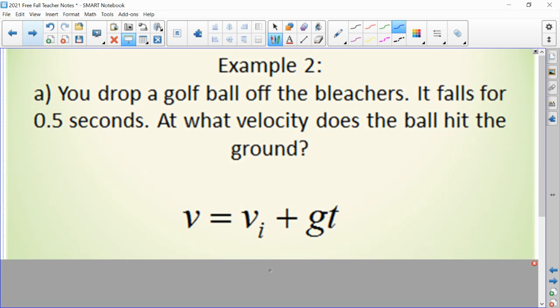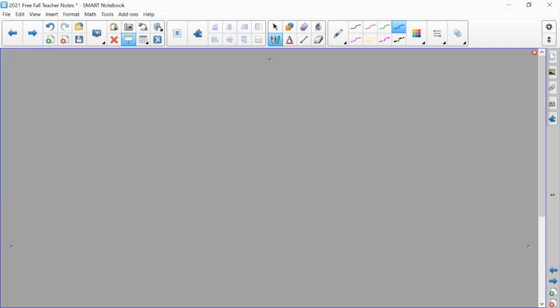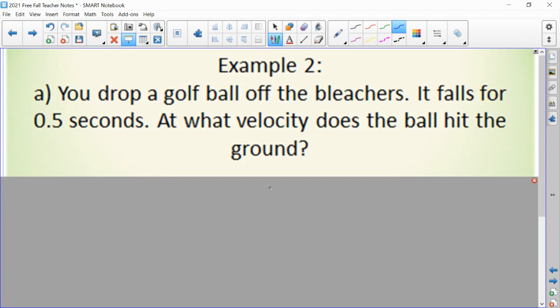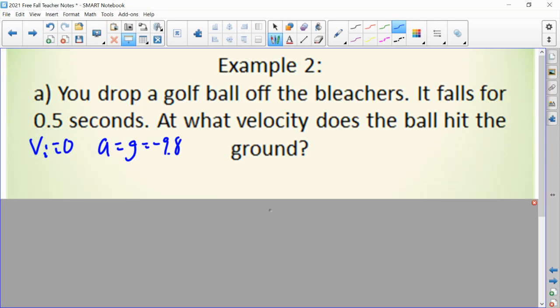Okay, second example, you drop a golf ball off the bleachers. It falls for half a second. What velocity does it hit the ground? This time, if I drop it, I know that VI is equal to 0. I know my acceleration is equal to g, which is negative 9.8. What else do I know? We know the time is 0.5 seconds, and we're looking for V final.